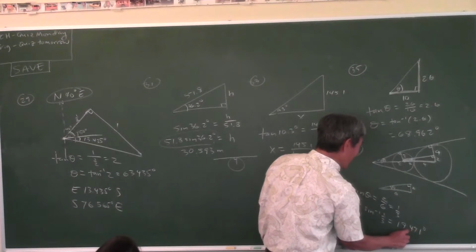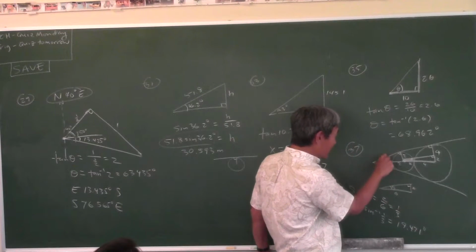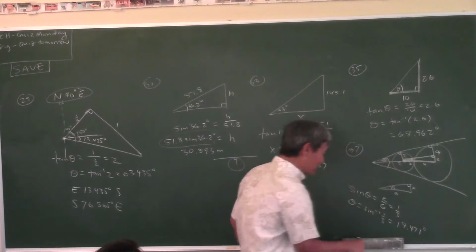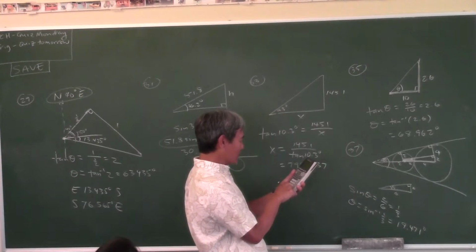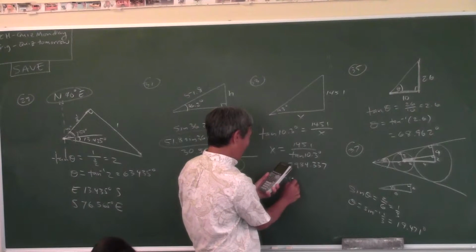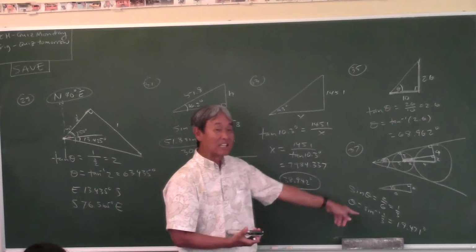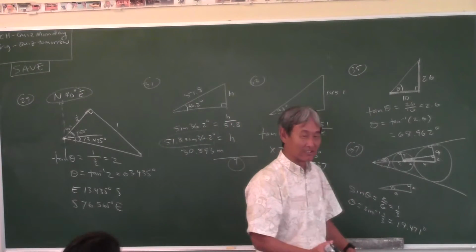19.471 degrees. But you've got to remember, this angle here is half of the one they want you to find. So you've got to times that by 2, and your final answer is 38.942 degrees. See? 19. I nailed it.